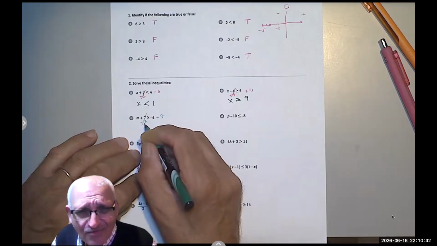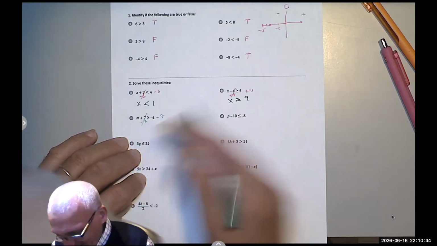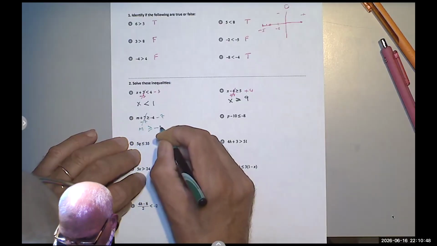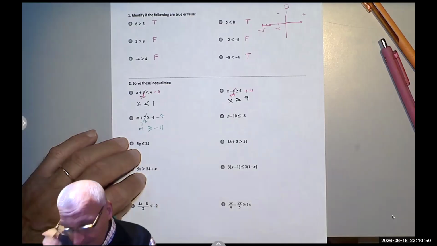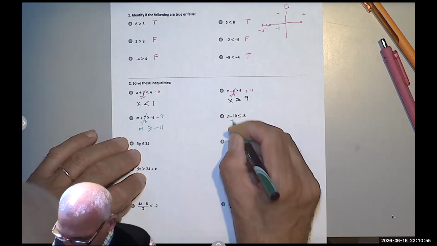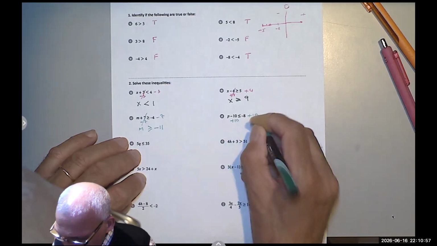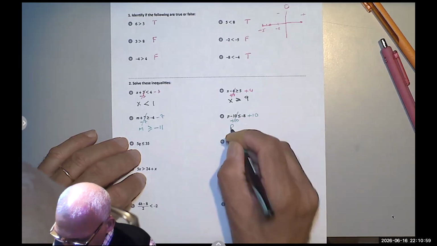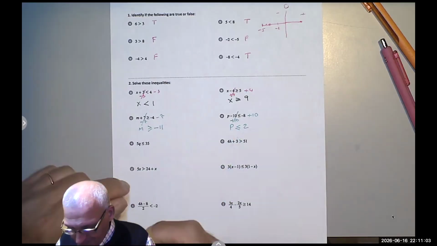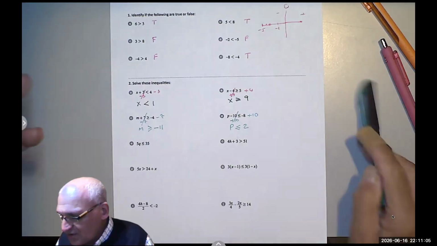I said m plus 4. I was looking at the 4. Okay, so m is greater than or equal to negative 11. In this case, I want to add 10 to both sides to get the p by itself. P is less than or equal to negative 8 plus 10, which is positive 2. So you see, it's so easy.